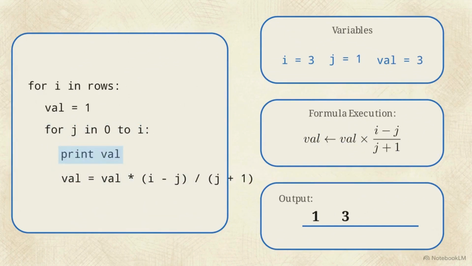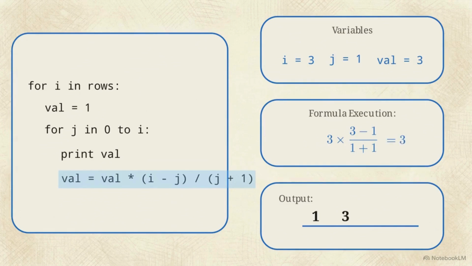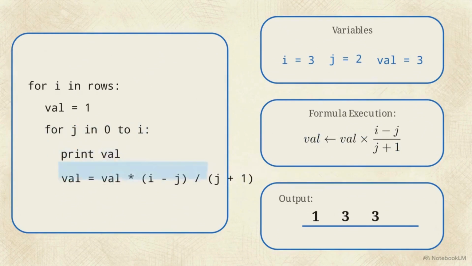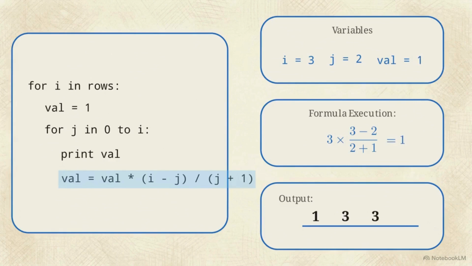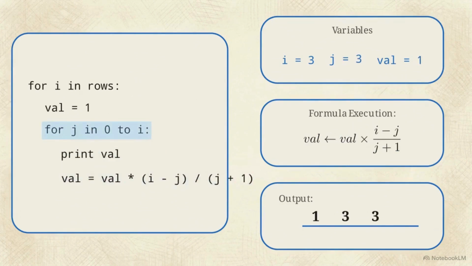Running the formula again, 3 times 3 minus 1, divided by 1 plus 1, shows our value is still 3. In column 2, we print the 3. The formula now calculates 3 times 3 minus 2, divided by 2 plus 1. The value returns to 1. Finally, at column 3, we print our last one. Since our column index has reached our row index, the inner loop terminates.